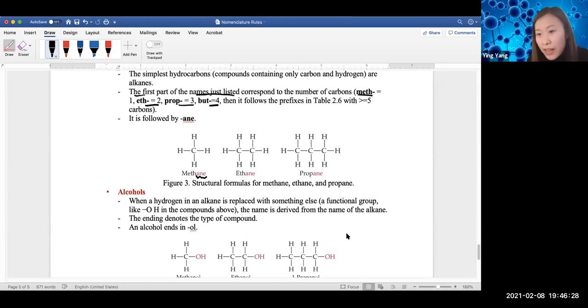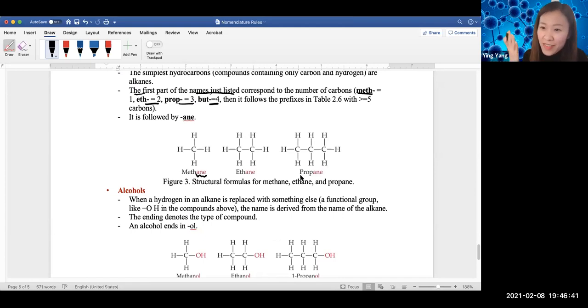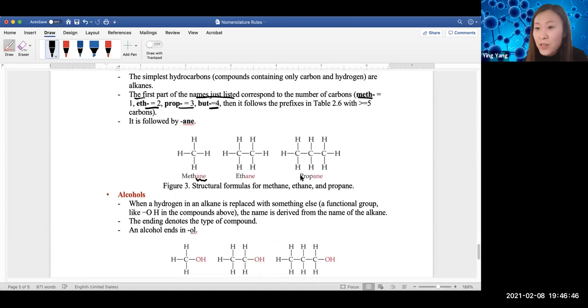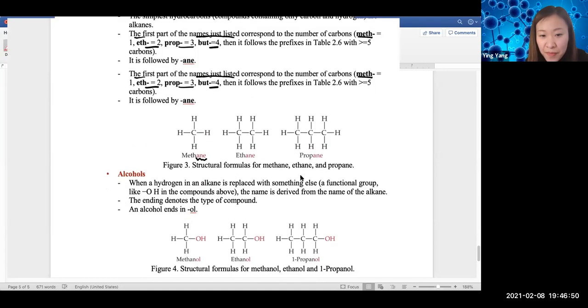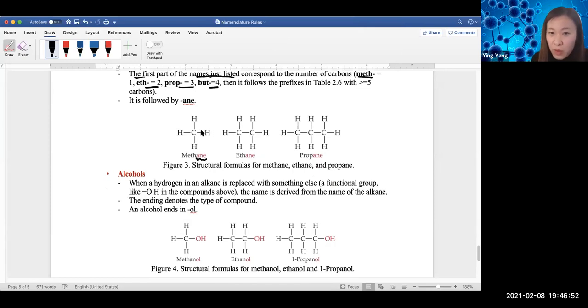So in later classes, we're going to see what happens with methane, for example in combustion reactions, how they burn in oxygen, and how propane burns in oxygen. You just need to have this concept in your mind that they are hydrocarbons, right? And alcohols are made by changing one of the hydrogens in the alkane to a hydroxyl group, which is OH.